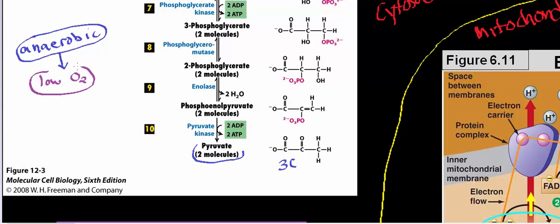If I'm under anaerobic conditions, that implies that my level of oxygen is greatly diminished. I still have it, but there's just not nearly as much as there would be if I was running aerobically. So anaerobic just implies there's a smaller amount of oxygen present. Well, why is that important?